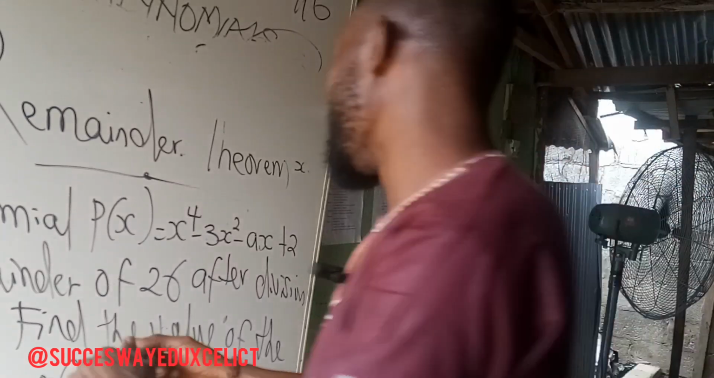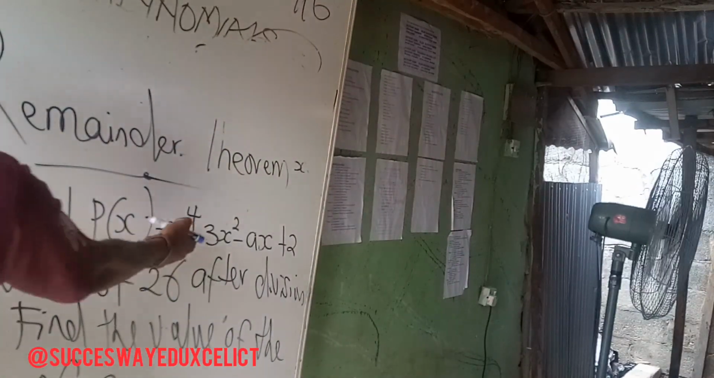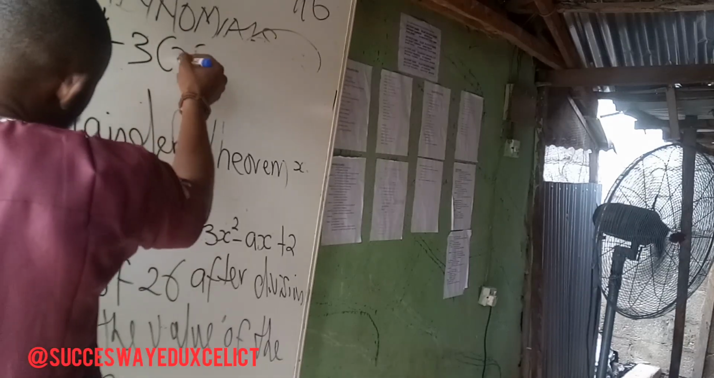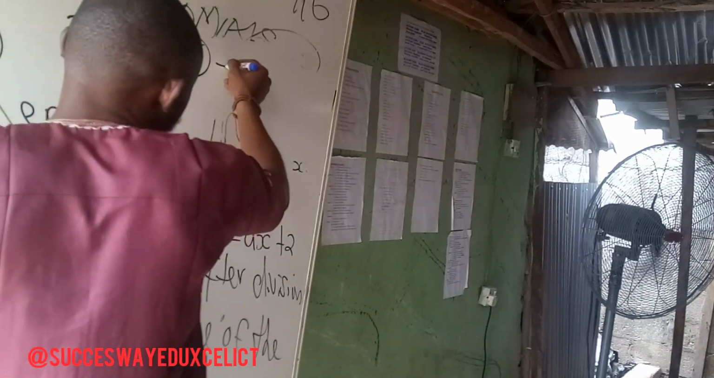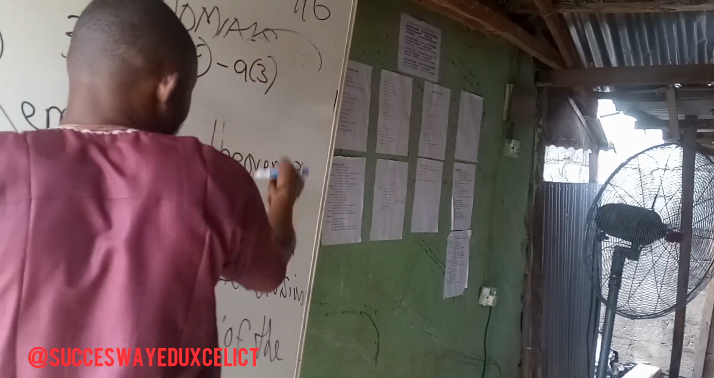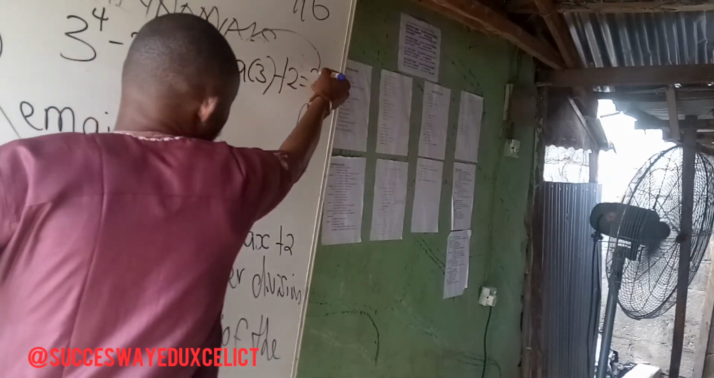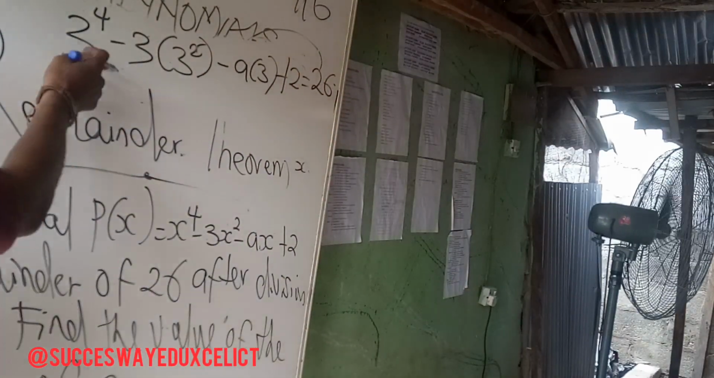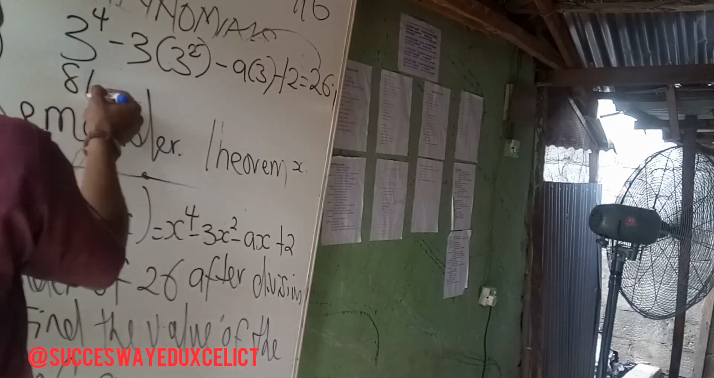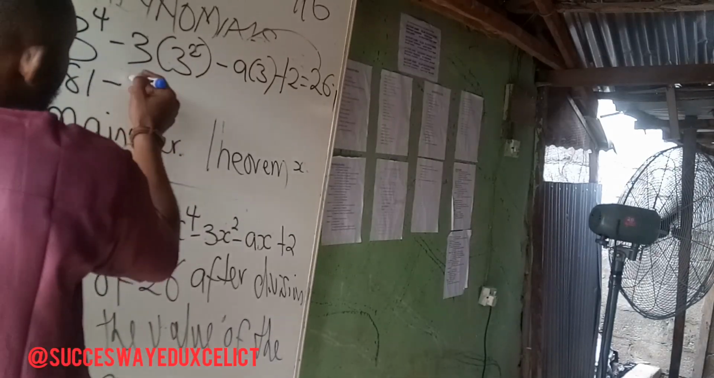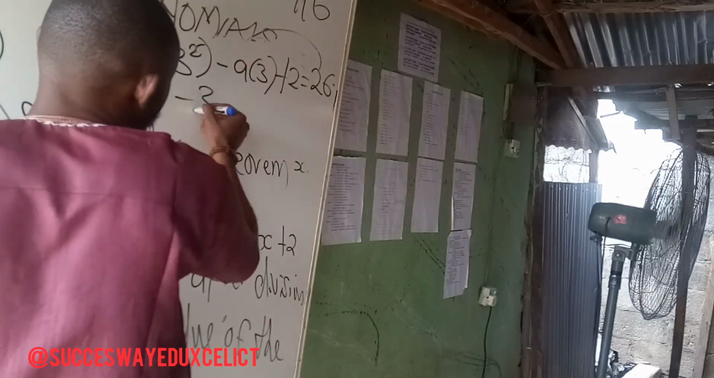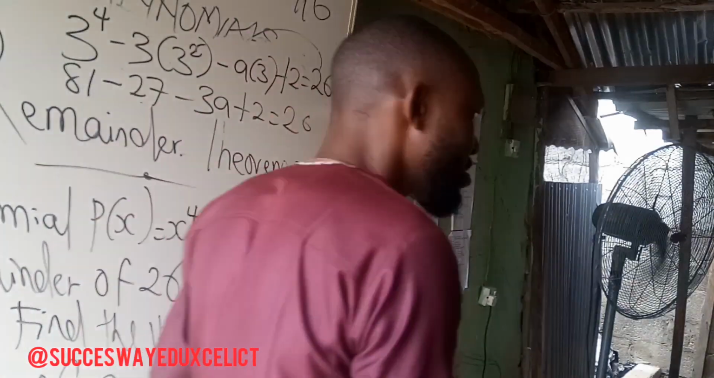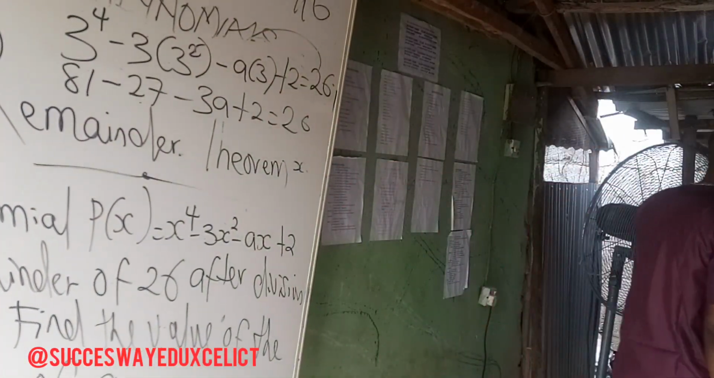Very, very simple. I told you, substitute the value of x equals 3 into this polynomial. So we'll be having 3 raised to power 4 minus 3 into 3 squared minus a into 3, our x is 3, plus 2. Everything is equal to the remainder that happens to be 26. From here, 3 raised to power 4 is giving us 81, minus here is going to give us 27, minus 3a plus 2 is equal to 26. Collect like terms, solve for a. 10 is the answer.